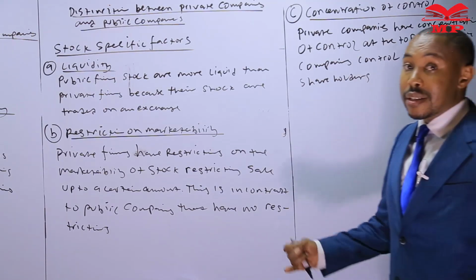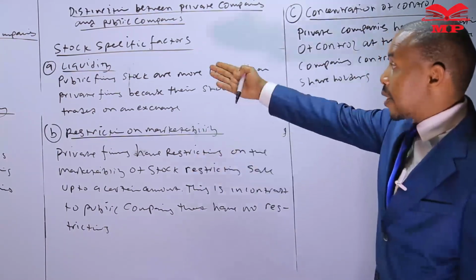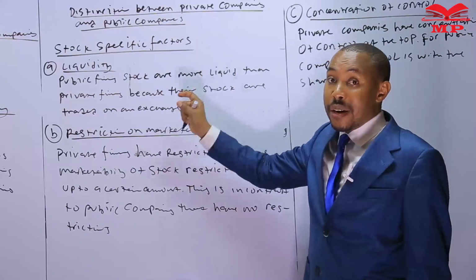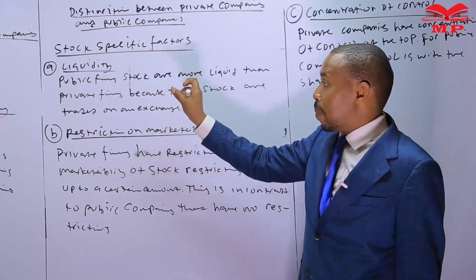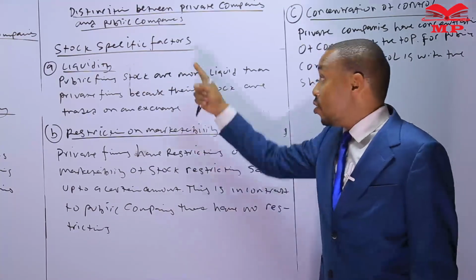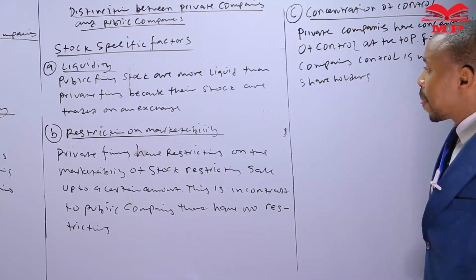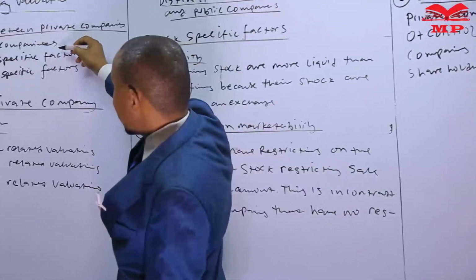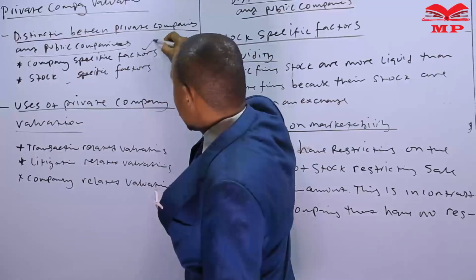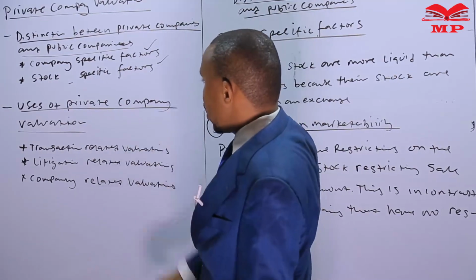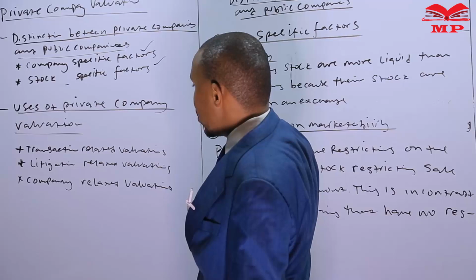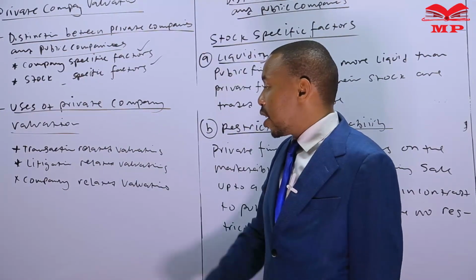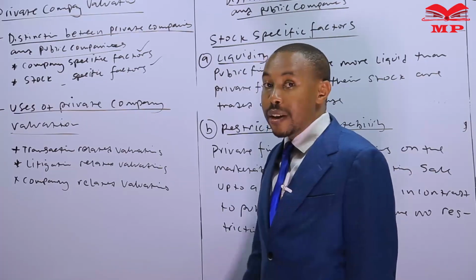The first one is company-specific factors. Now we are looking at the stock-specific factors. These stock-specific factors relate to the company's stock, the distinction between public and private in relation to their stock. Now we move on. We have looked at the distinction between private and public companies, and now we need to look at the uses of private company valuation. The uses include transaction-related valuations, litigation-related valuations, and company-related valuations.